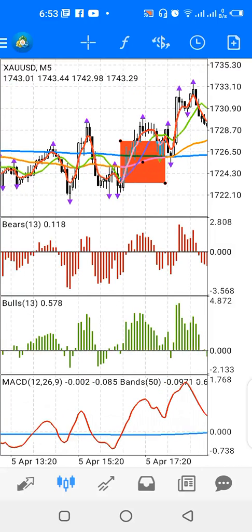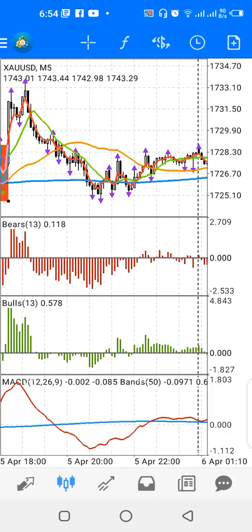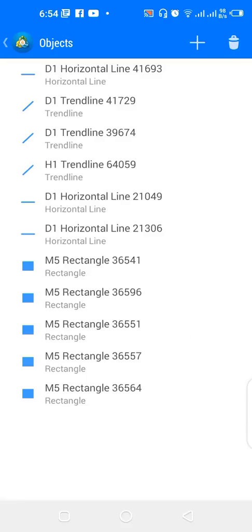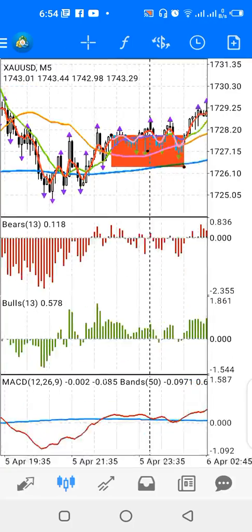Okay, this is a cross above the blue line around here. They all crossed above the blue line around here. Now it's assumed they are totally or completely above the blue. Let's see, they are all completely above the blue line at this point.